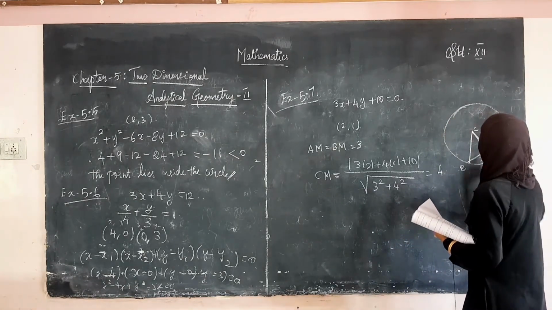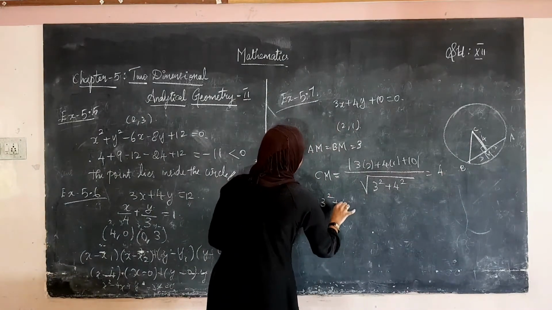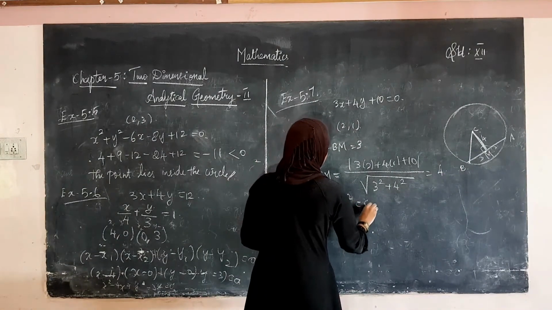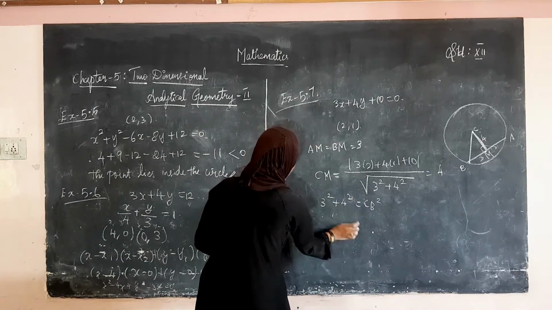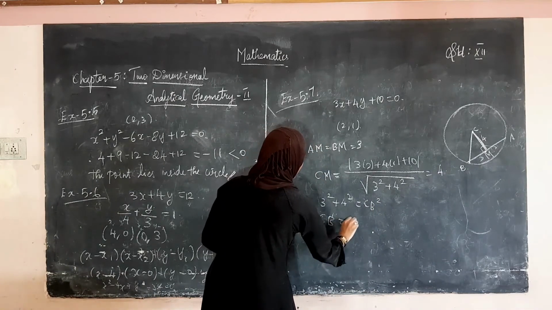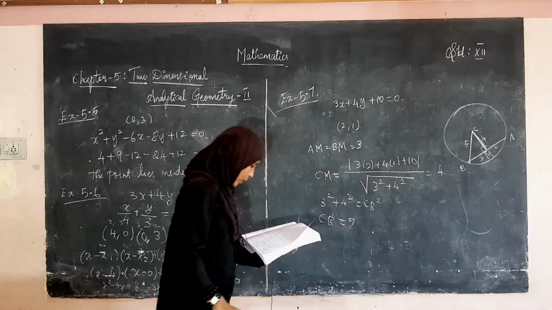If this is 4 and this is 3, by Pythagoras theorem, 3² + 4² = CB². 9 plus 16 is 25. CB is equal to 5. So the radius is equal to 5.